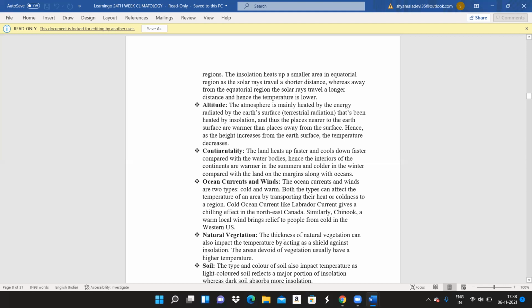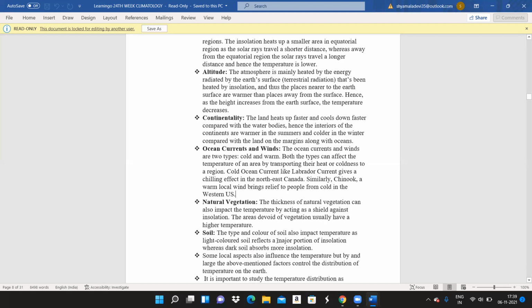So we find that in certain countries there is a snow wave, or cold wave, or chilling temperatures where the temperatures go below zero degrees. It is nothing but because of the Labrador current. Or, for example, if there is a warm current like the Chinook, this will give a warm effect against the cold which is experienced by the United States. Okay, next one is natural vegetation.